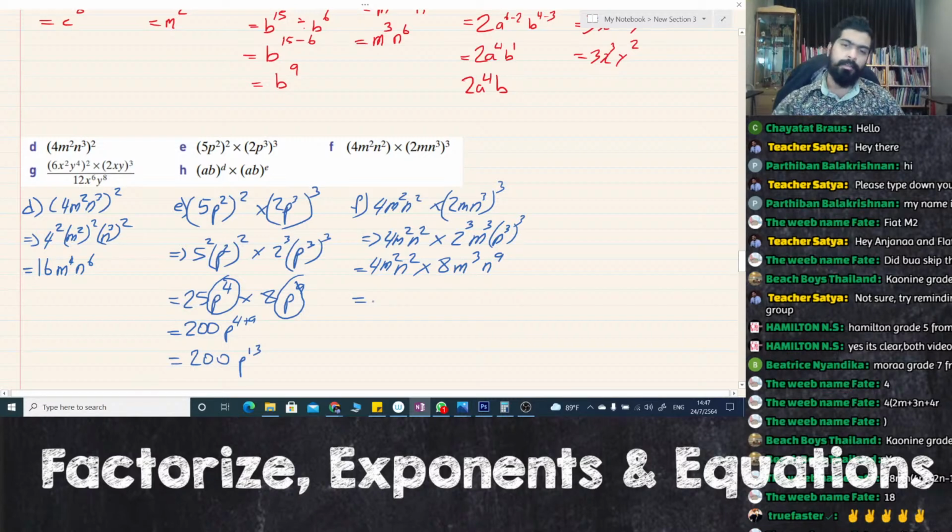Now finally, once you have come to this solution, guys, we are almost at the final step now, right? 4 times 8 is going to give us 32. And then let us multiply the variables. So we have m to the power of 2 plus 3, and then n to the power of 2 plus 9, right, guys? So the final answer would be 32 m to the power of 5 and n to the power of 11, right? So that would be our final answer.